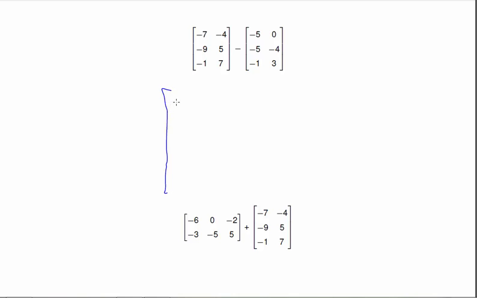-7 minus -5 is going to be -2. -4 minus 0 is -4. -9 minus -5 is -4. 5 minus -4 is 9. -1 minus -1 is 0. And 7 minus 3 is 4.